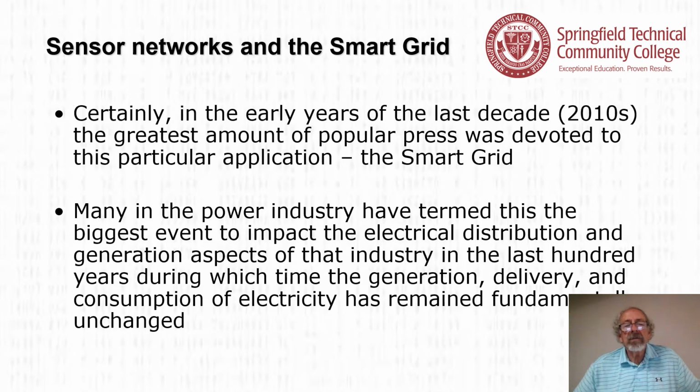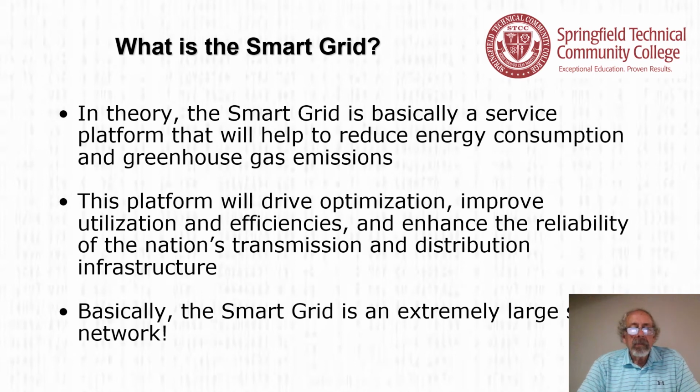So here's a lesson in technology that sounds super good, a win-win situation, a great deal of hype, but what really actually happened? Well, let's take a look. Before we do that, we'll talk about what it is. In theory, the smart grid is basically a service platform that will help to reduce energy consumption and greenhouse gas emissions. Again, a win-win. This platform will drive optimization, improve utilization and efficiencies, and enhance the reliability of the nation's transmission and distribution infrastructure. A win-win.